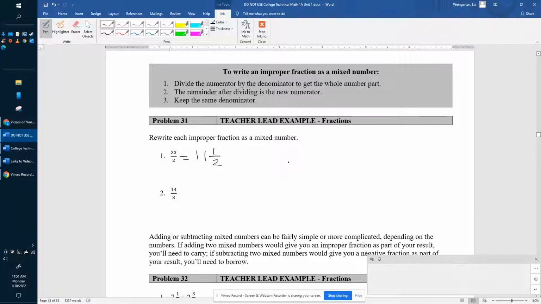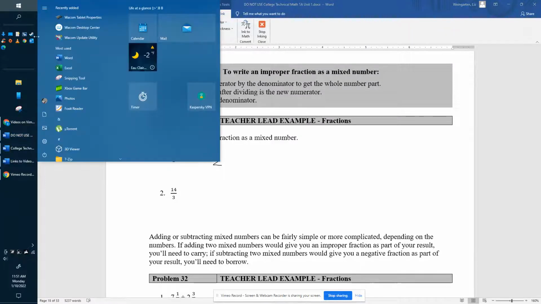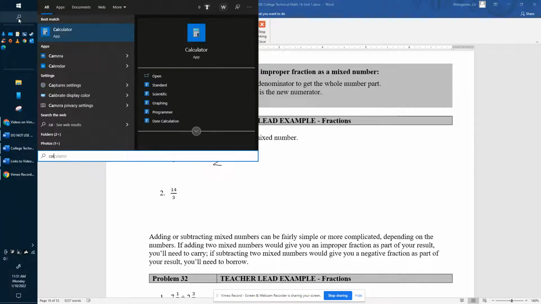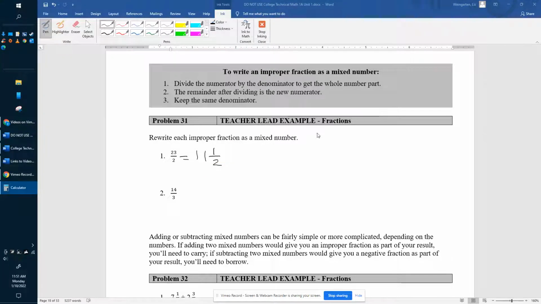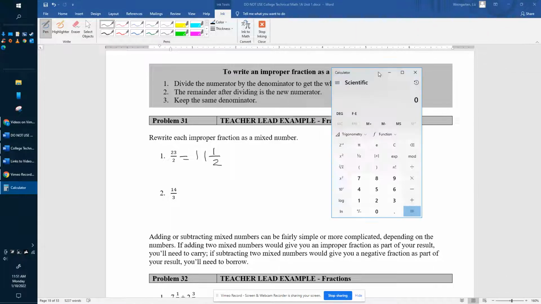So I'm going to show you that because I think it'll be a little bit easier if you can actually see the calculator. So let me grab my calculator, pull it over so you can actually see it. So what I did, I took 23, divided by 2, and I got 11.5. 11 is my whole number, so I just wrote that down right away. I still don't know what the leftover is, so I take it and I get rid of the whole number. I subtract 11, and I get 0.5.